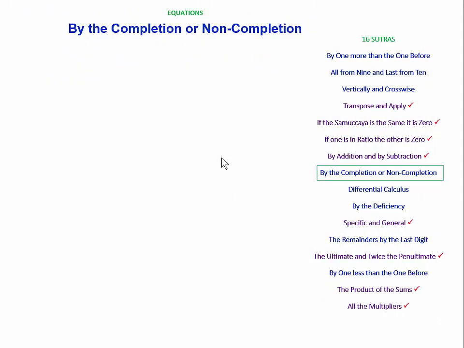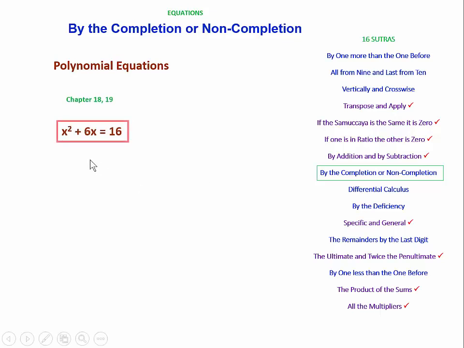By the completion or non-completion, Purana Puranapiam. Suppose you've got this equation here, x squared plus 6x equals 16. One way to solve it would be to apply the method of completing the square. This is well known, but it's just got a name here. It comes under the sutra by the completion or non-completion. And so we complete the square. We've got x squared plus 6x, and we know we will get those terms by expanding x plus 3 squared. We get x squared plus 6x. We also get a plus 9, which is cancelled out here. And so we can solve the equation like that.